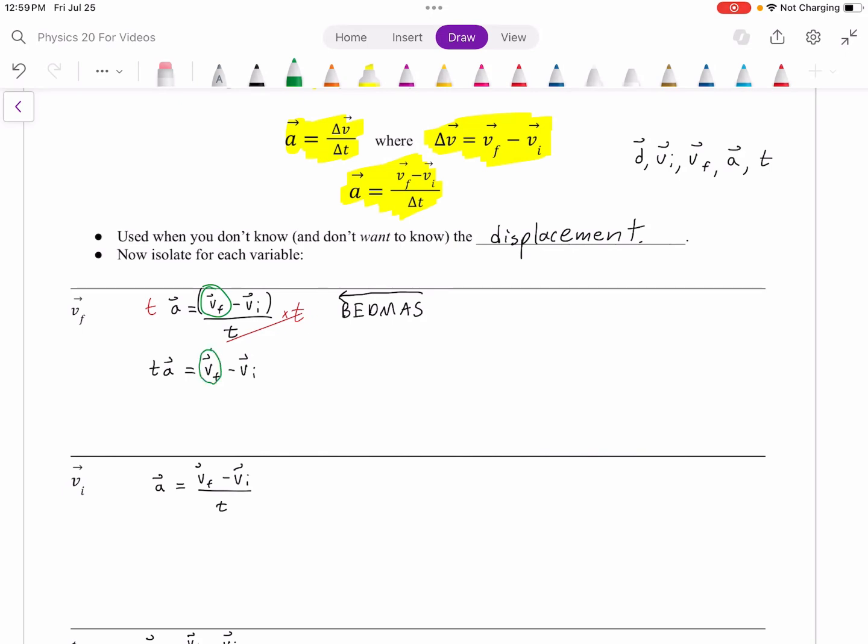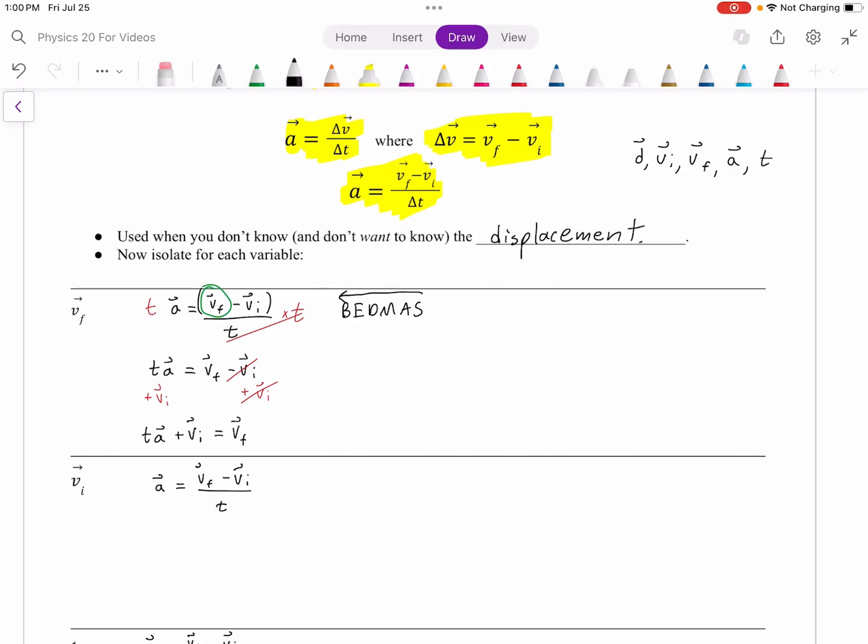What operations are being performed on it so that it's not by itself? Well, it's having VI subtracted from it. So what's the opposite of subtracting VI? Right, it's adding VI. So if I do that to both sides, minus VI and plus VI are going to cancel out on that side. And on the left, I'm going to have T times acceleration plus the initial velocity should equal velocity final.